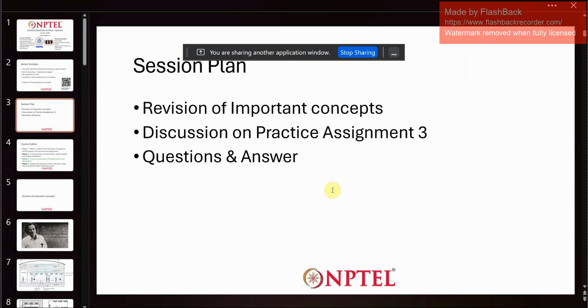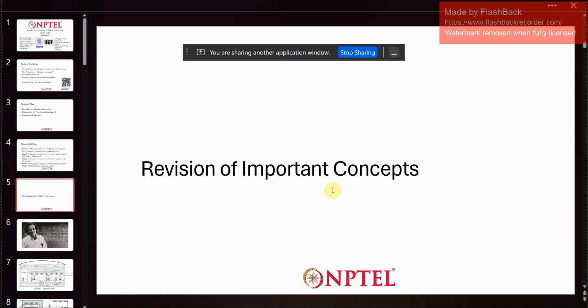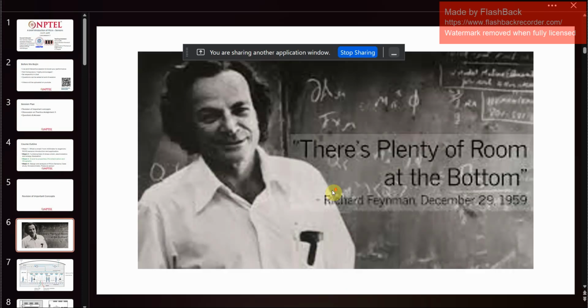So today's session plan is basically we'll just revise some important concepts regarding MEMS and microfabrication. Then we'll discuss the practice assignment 3, and then we'll move to question and answer session. So this is the course outline. This is a 4-week course. We are right now currently in the third week. The content for this week is silicon and its properties, microfabrication, and lithography. So let's move to the revision of important concepts.